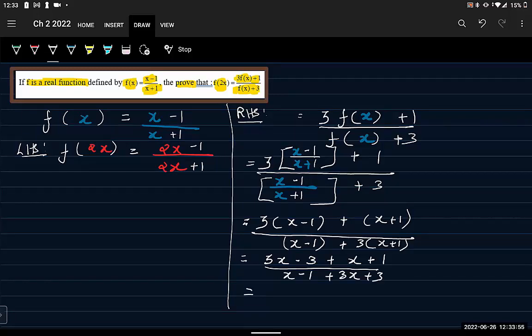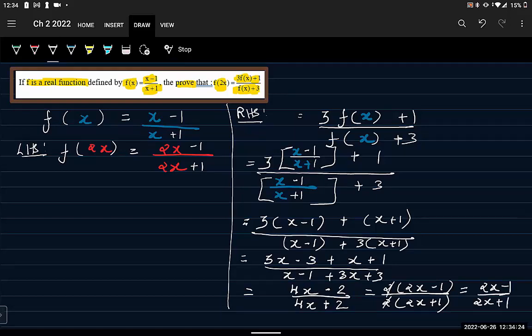3x plus x becomes 4x, minus 3 plus 2 becomes minus 2. X plus 3x in the denominator will become 4x. Minus 1 plus 3 will become plus 2. Obviously, we can take 2 common from numerator and denominator, and the new value will become 2x minus 1 upon 2x plus 1. 2 gets cancelled out. Our final value is 2x minus 1 upon 2x plus 1, which is same as the value of our LHS. So RHS and LHS is equal. So we have proved our given relation.